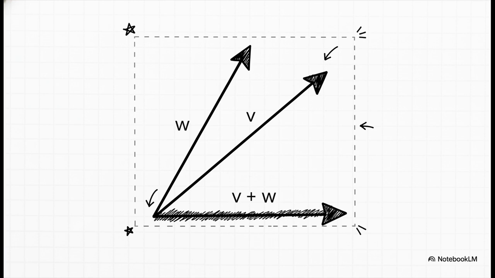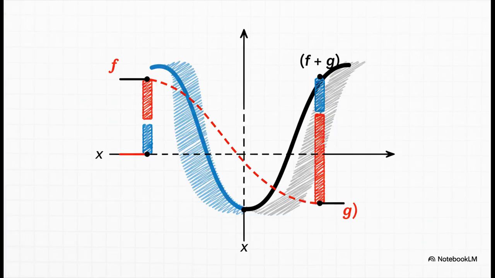You stick them tail to head, and the sum is the vector that closes the triangle. It's a nice, visual, intuitive way to think about the addition operation. Now check this out, because this is brilliant. It shows how that same idea of addition works for functions.